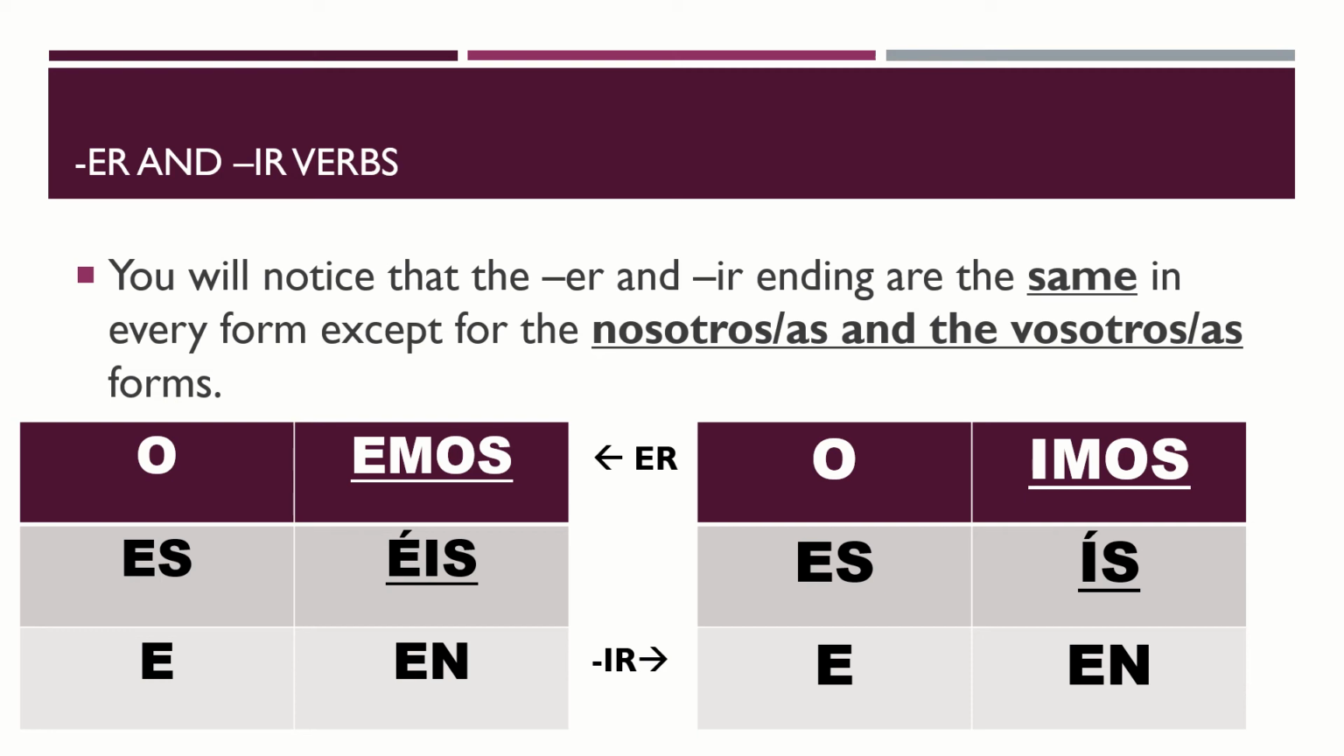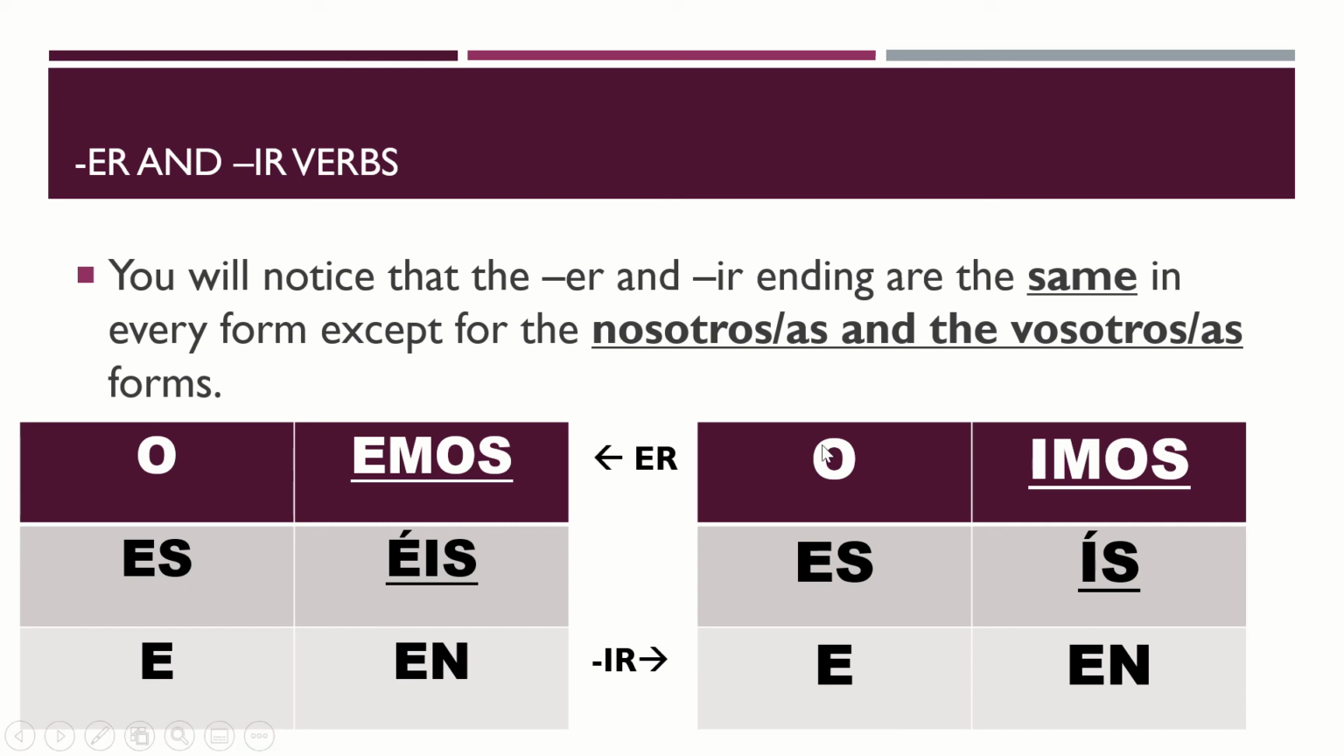Our nosotros ending is going to be emos. Vosotros is going to be éis. And then our ellos, ellas, ustedes form is going to be en. So once again, for ER verbs on this left-hand side, we have o, es, e, emos, éis, en. Make sure you're pronouncing this with a softer sound. So e is going to be the sound, right? Es, e, emos, this is where it becomes important. Éis, and then en.